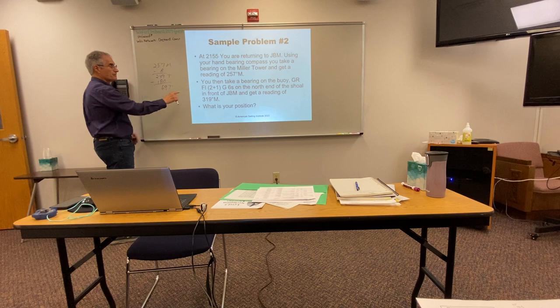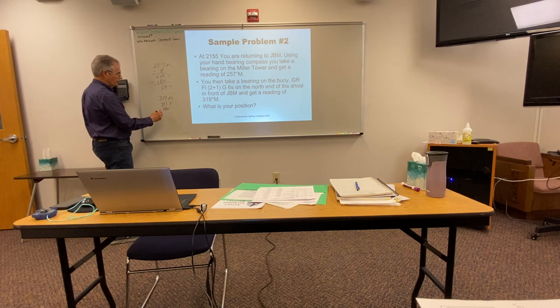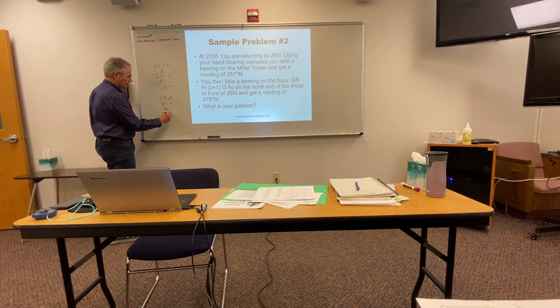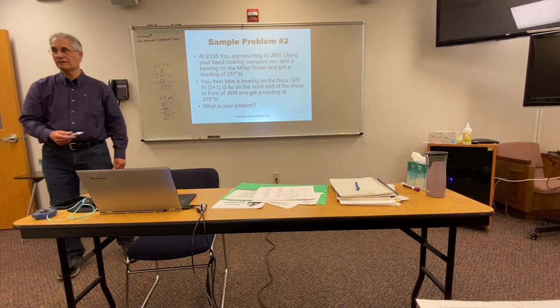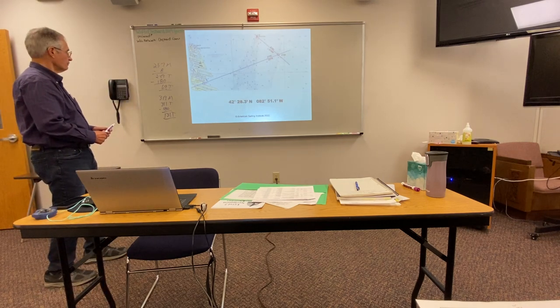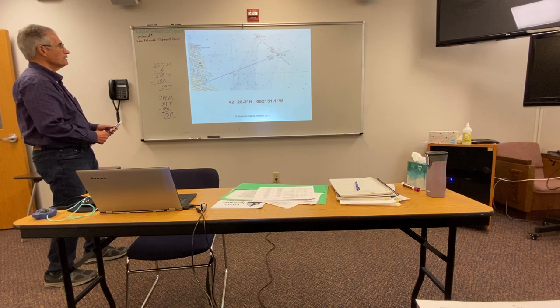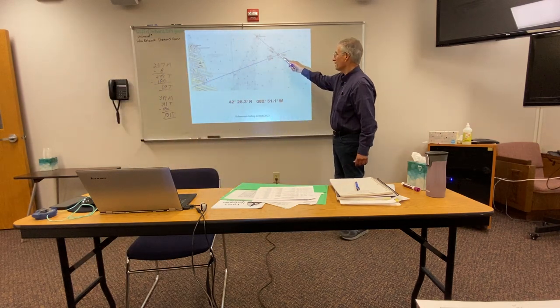So we'll plot that, and then for the second bearing, it's from the north buoy, and there we have a reading of 319 magnetic. Again, subtract 8 to get the true, so that would be 311 true, and then you subtract 180, and you get 131 true. All right, so those are the two lines of position you're going to plot, and you're out here.